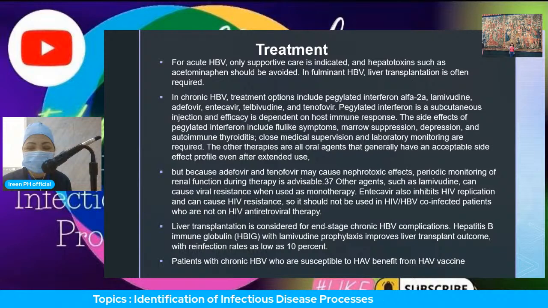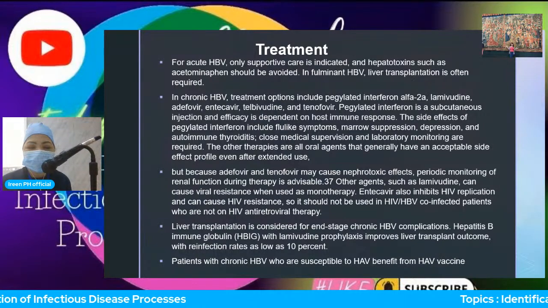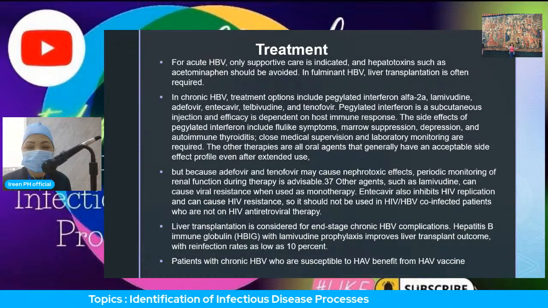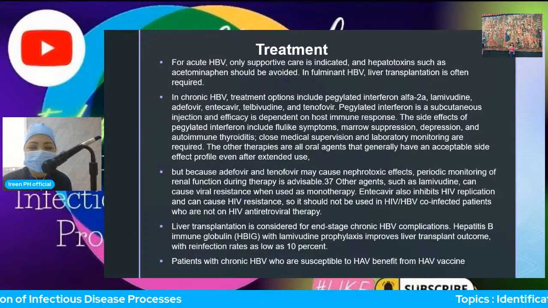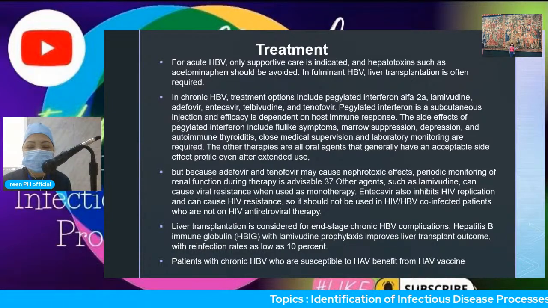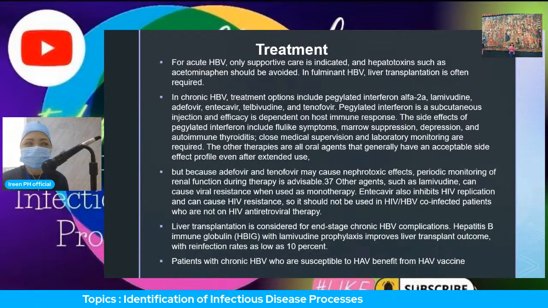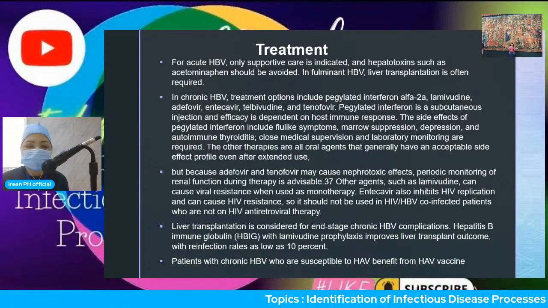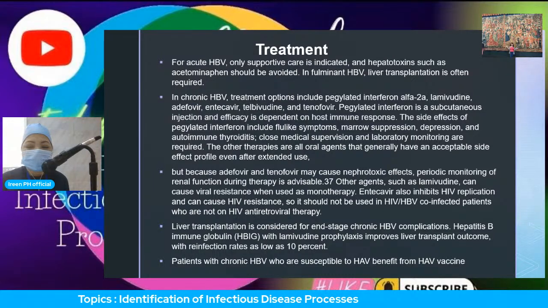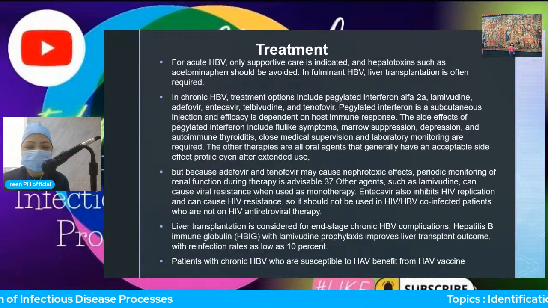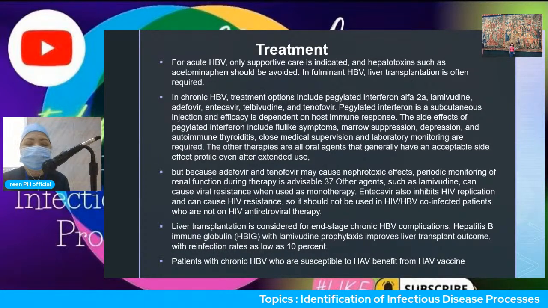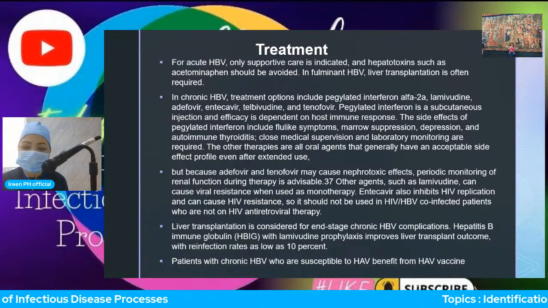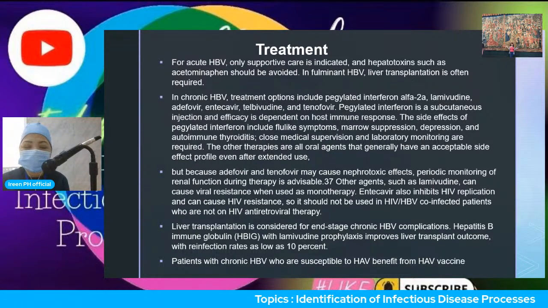Pegylated interferon is given by subcutaneous injection, and efficacy is dependent on host immune response. The side effects of pegylated interferon include flu-like symptoms, myelosuppression, depression, and autoimmune thyroiditis. Other therapies are all oral agents that generally have an acceptable side effect profile even after extended use. But because adefovir and tenofovir may cause nephrotoxic effects, periodic monitoring of renal function during therapy is advisable.